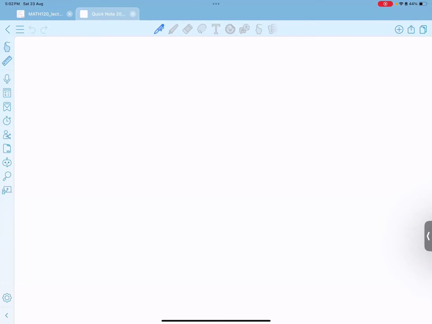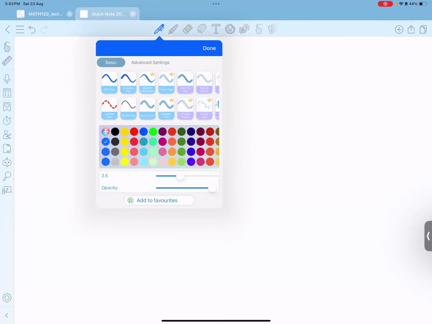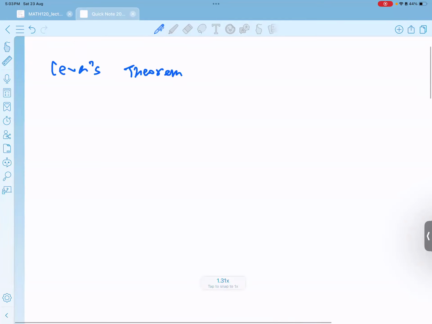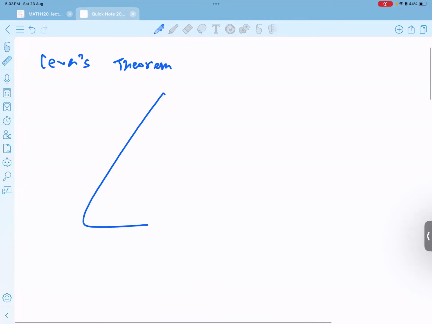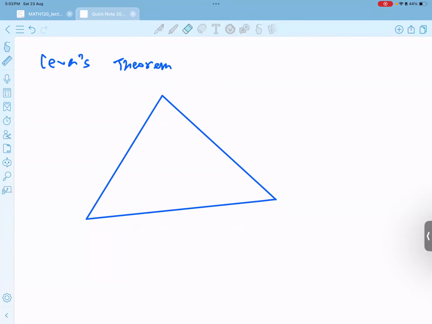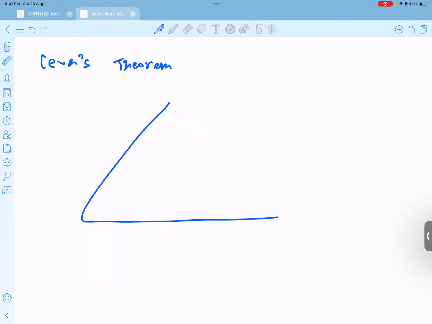So just to quickly recap what Ceva's theorem is. Suppose you have a triangle. Ceva's theorem. So you have a triangle ABC.